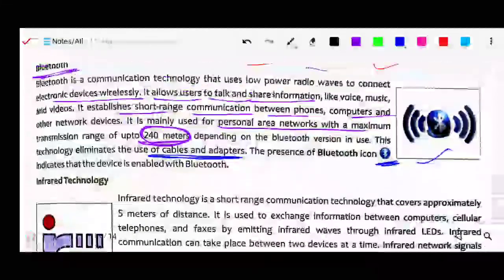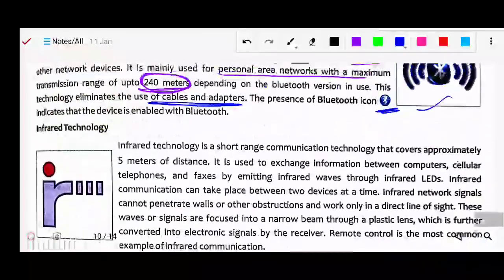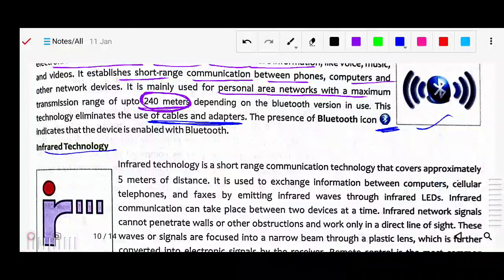Next kind of wireless technology is your infrared technology. Infrared technology is a short range communication technology that covers approximately only 5 meters of distance. It is used to exchange information between computers, cellular telephones, and faxes by emitting infrared waves, actually the name of the wave, through infrared LEDs.